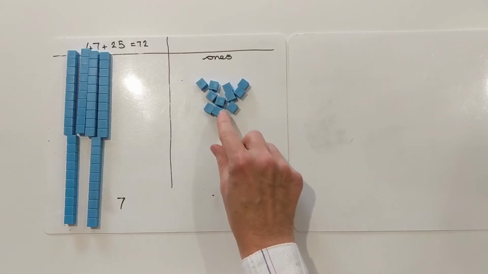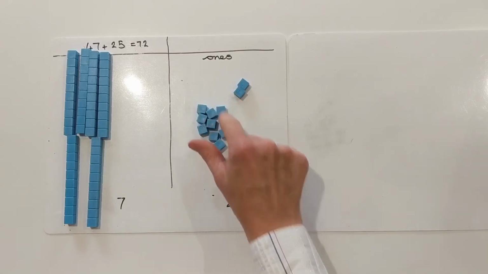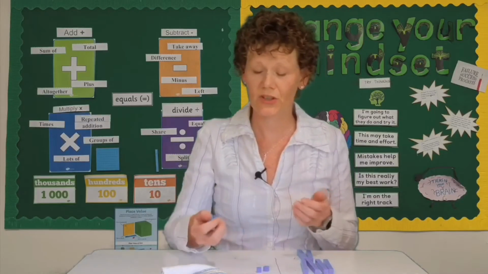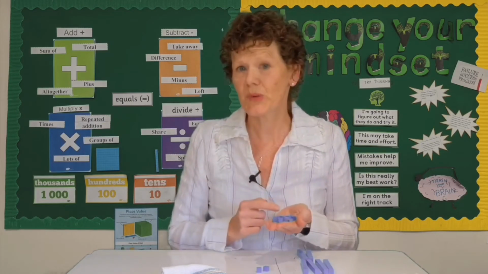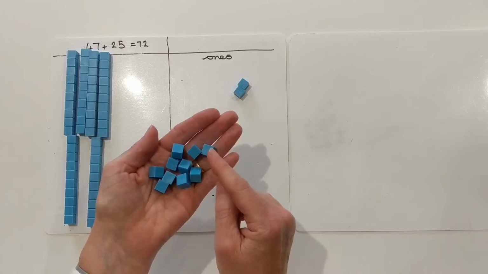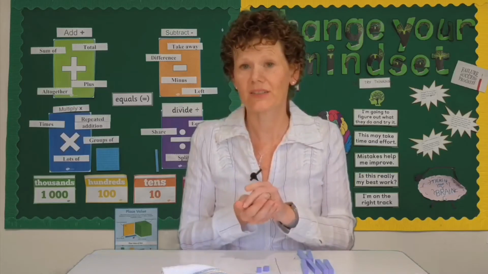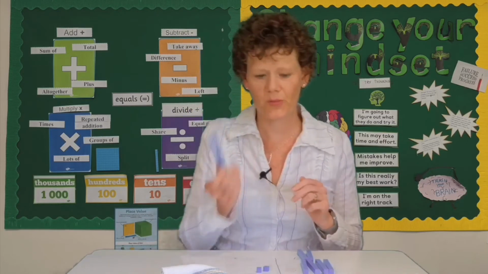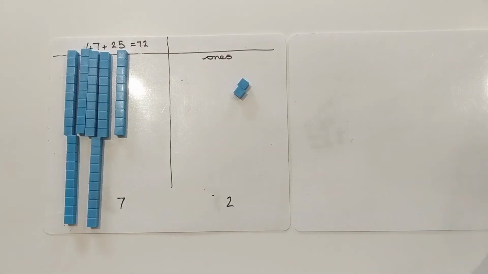Put them all together. How many have I got? 1 2 3 4 5 6 7 8 9 10. I've got 10 ones. Now I need to regroup those. The cubes like being into tens as well. To do this, I get the children to put them in their hand and check. 1 2 3 4 5 6 7 8 9 10. We then put our 10 into the tray and we can regroup for a proper 10. That goes into the tens column, leaving us with our 2 ones.